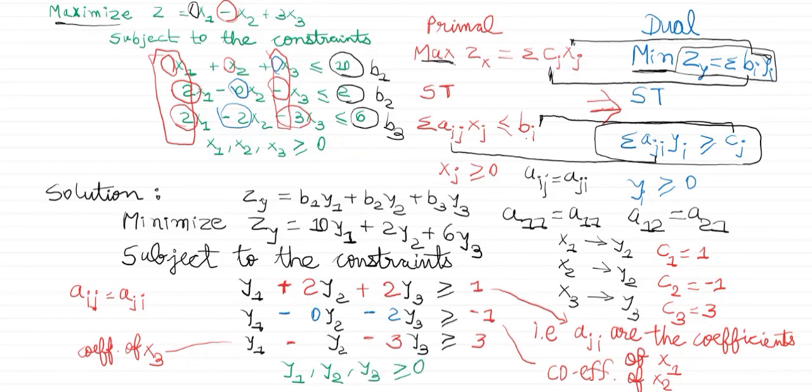So this is how you can find the dual to the given linear programming problem. Thank you.